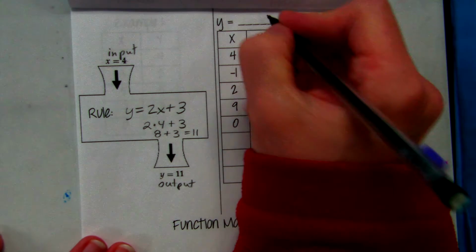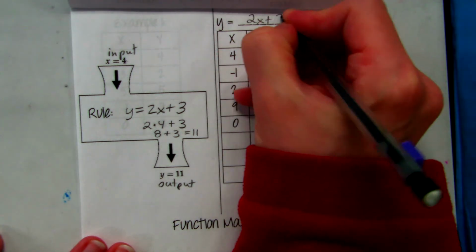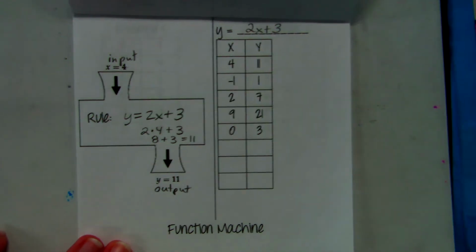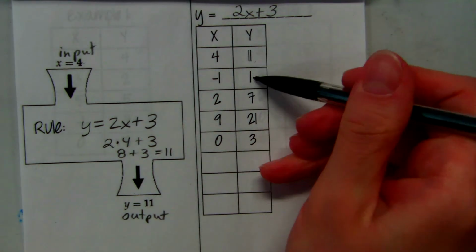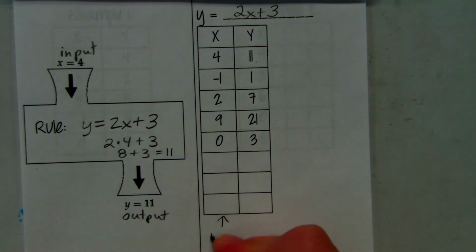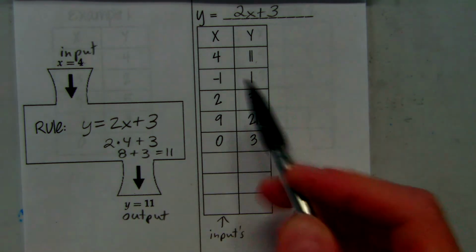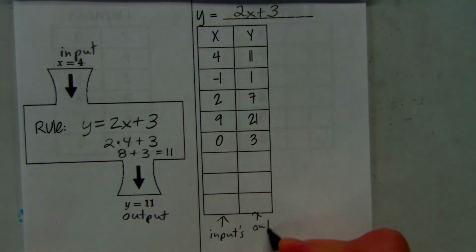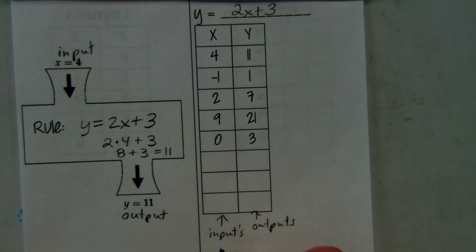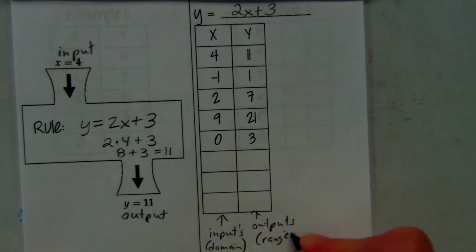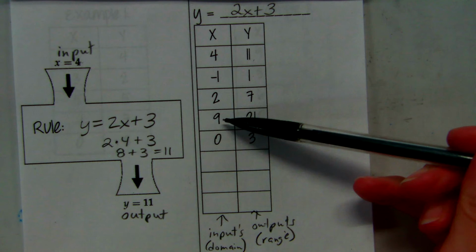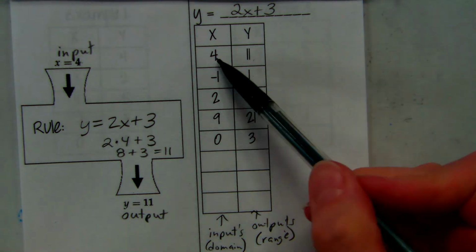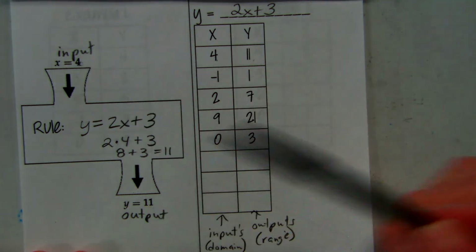So for that rule, we're going to copy it over here, y equals 2x plus 3, and talk about making a table of values. So they've already done some of these for us. This is the inputs, the x's. This is the outputs. This is the domain. And this is the range. Okay? So they've already done several of these for us. Let me explain where these are coming from. So we already did 4 going in, 11 coming out.